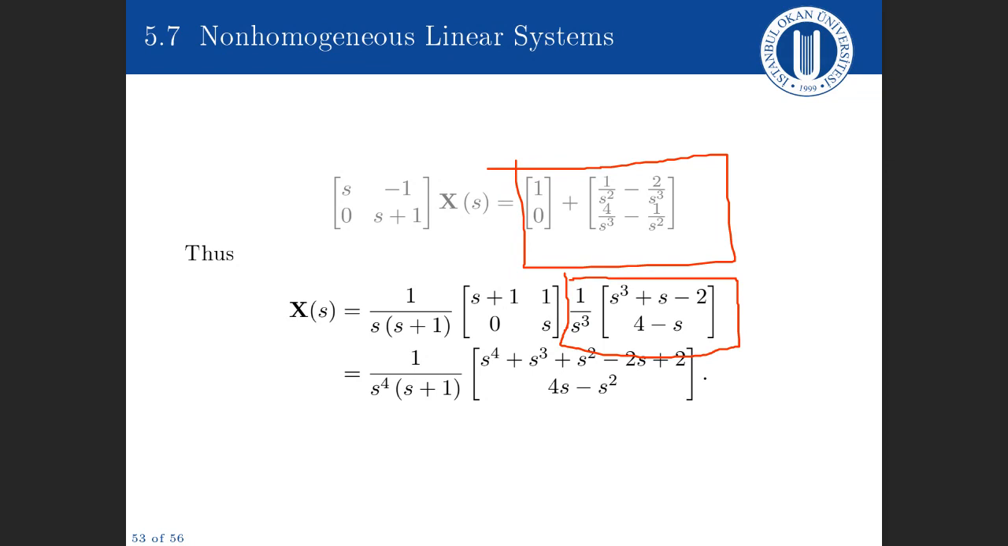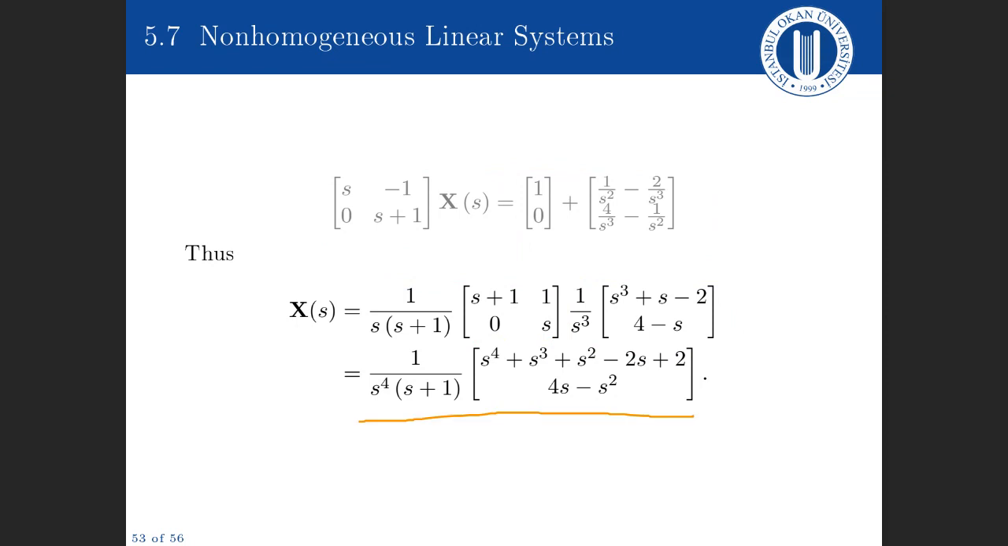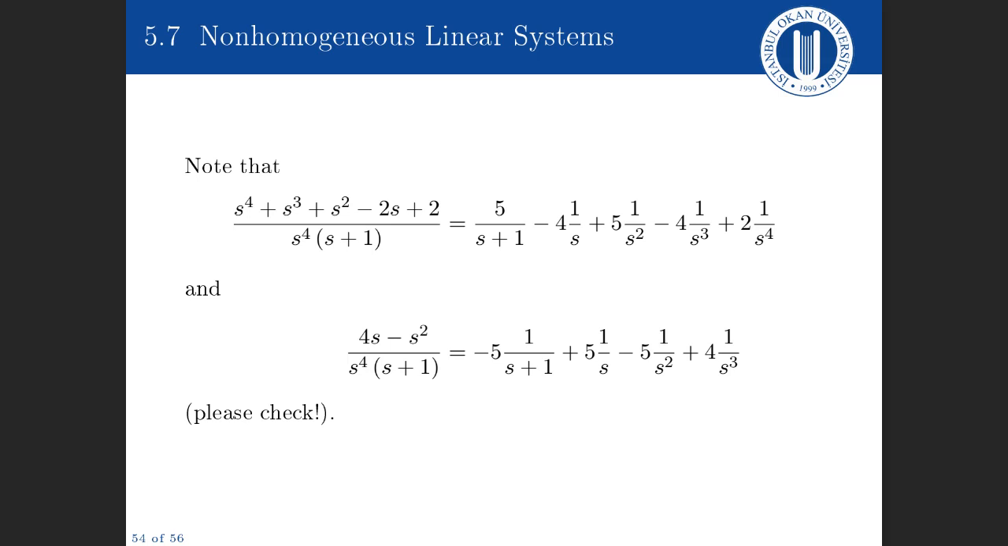We need the inverse of the matrix on the left. We know how to do the inverse of a 2x2 matrix. We get this. And then after we multiply the two matrices together, we get the line at the bottom. To finish, we need to find the inverse Laplace transform of capital X. We need to use partial fractions. And I leave this for you to check. Please check that these two lines are true.